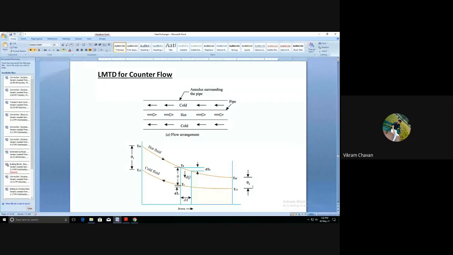Remember, in a parallel flow both fluids enter from the same direction and exit in the same direction, so in a parallel flow we get theta1 equal to TH1 minus TC1, and theta2 as TH2 minus TC2. But in a counter flow, the fluids flow in opposite directions, so we get theta1 as TH1 minus TC2, and theta2 as TH2 minus TC1. Getting everyone?